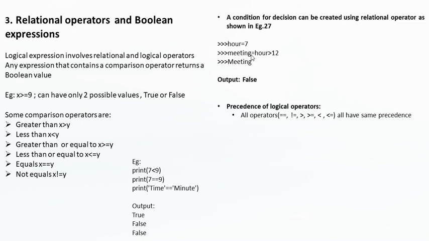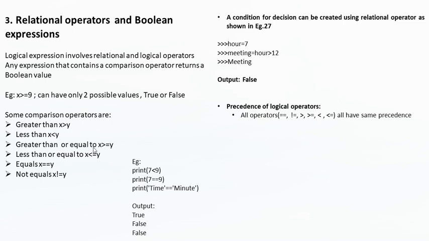This is just a simple example where I am saying a variable har is equal to 7, and I am saying meeting is equal to har greater than 12. Now what is the value of har? 7. Is 7 greater than 12? No, it is not greater. Therefore the output would be false. It will return a Boolean value false. So if you see the value of meeting, it will give false.